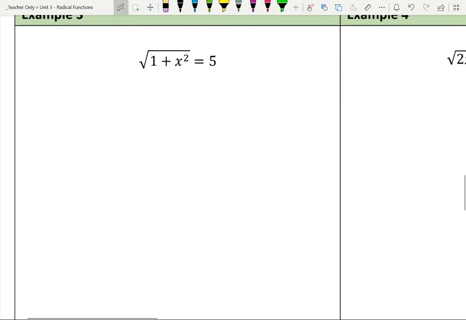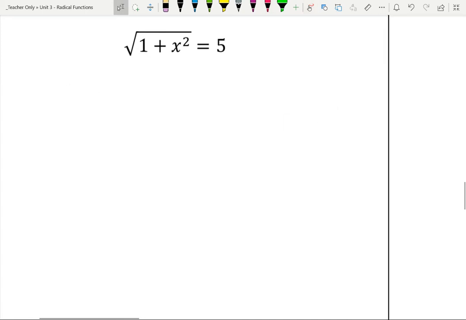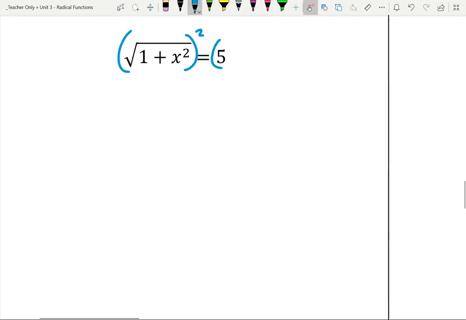So example 3 says the square root of 1 plus x squared is equal to 5. Just like in earlier examples, I need to undo that square, or I need to get the 1 plus x squared out of the radicand. So I'm going to square both sides. That leaves me with a simple 1 plus x squared on the left-hand side, and on the right-hand side, 5 squared is 25.